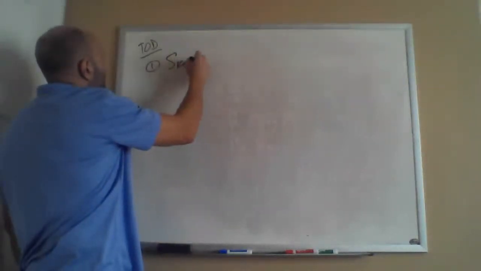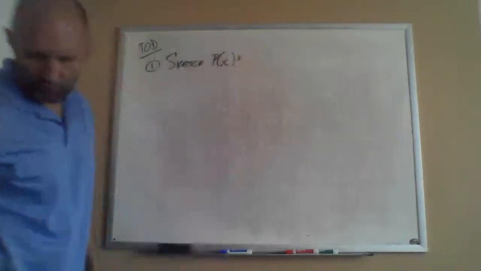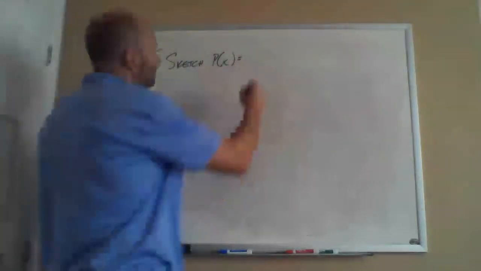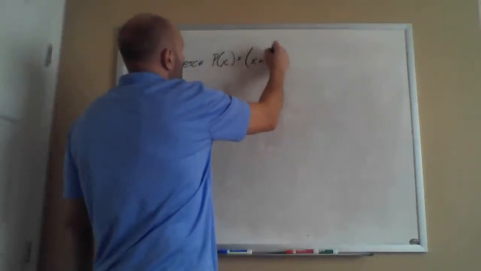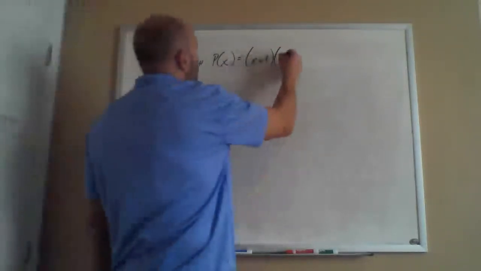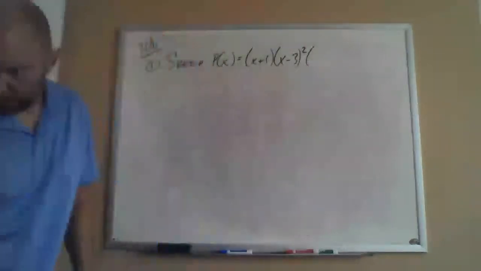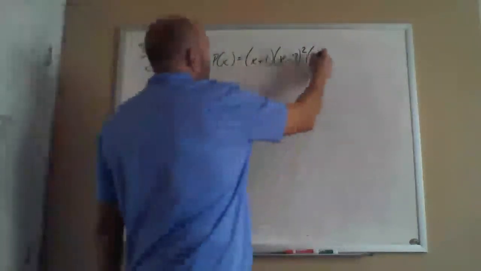Number 1. Sketch P of x is equal to x plus 1 times x minus 3 squared times x minus 1 to the 5th.